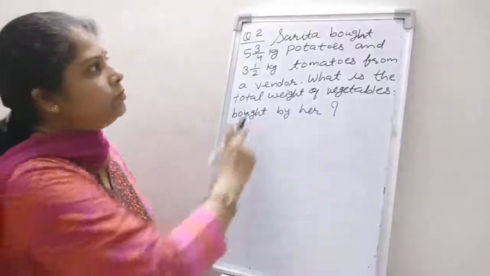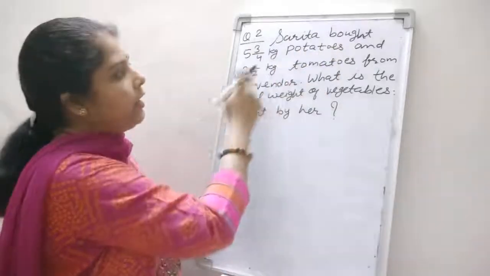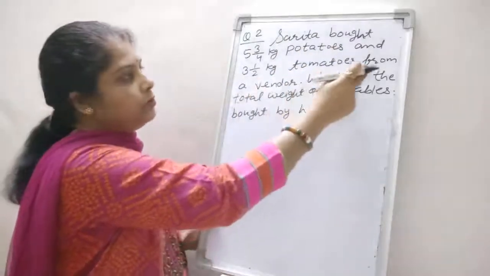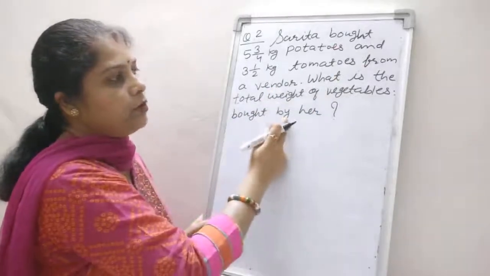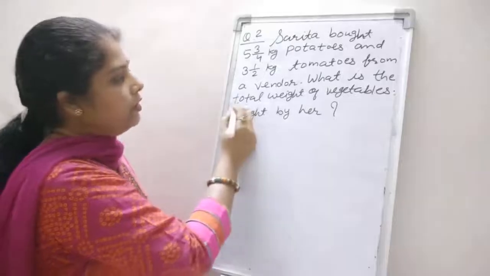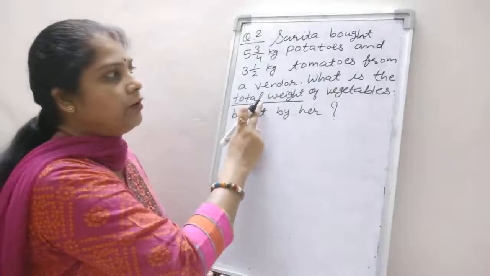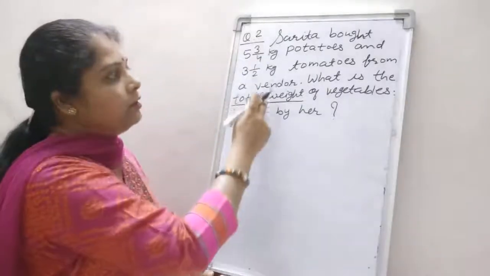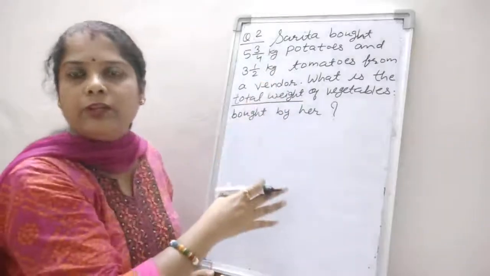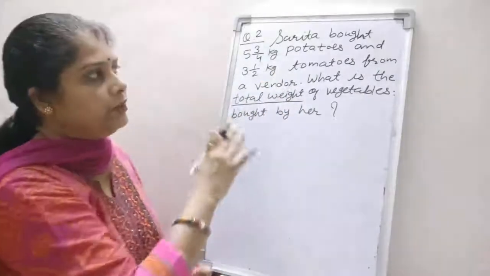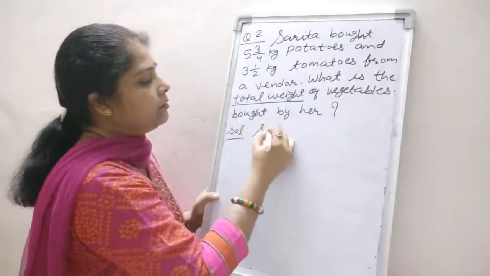Now question number 2. Sarita bought 5 3/4 kg potatoes and 3 1/2 kg tomatoes from a vendor. What is the total weight of vegetables bought by her? So here all of you know we have to find out total weight. Total weight means we have to find out the weight of potatoes and weight of tomatoes together. Together means we have to add their weights. So we will write the statement lines.